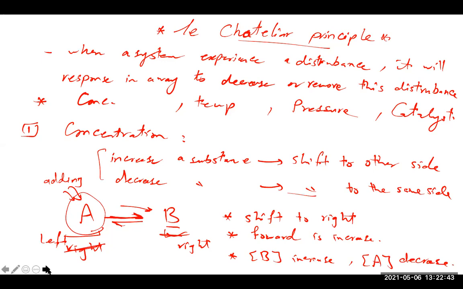Let's continue with the concentration. Let's take this one: 2H2 plus O2 gives 2H2O. What will happen if we add more O2 to this reaction? If we add to this side, it will shift to the other side, so it will shift to the right.